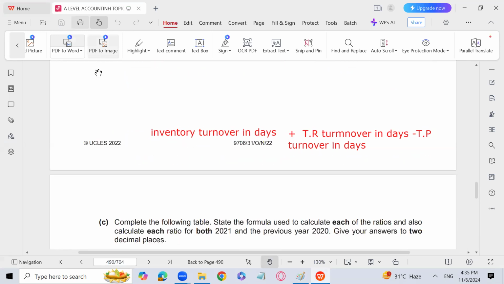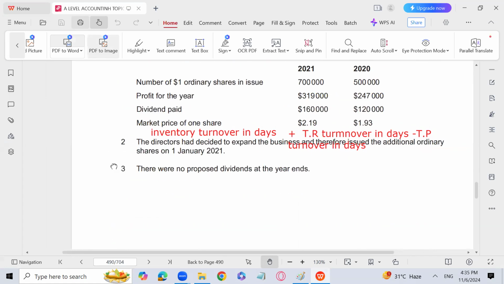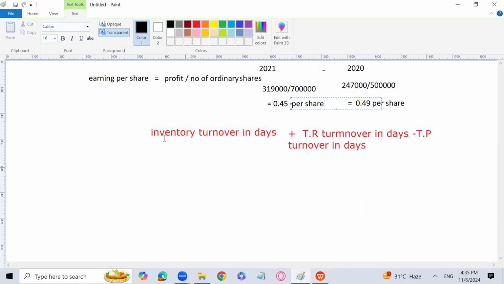Okay, next ratios which we need to calculate are dividend per share and then price earning ratio. So let's calculate dividend per share. Quite easy. I will write the formula also. We have already discussed this in the previous question. I have solved this for you.